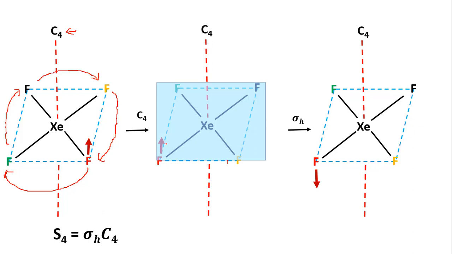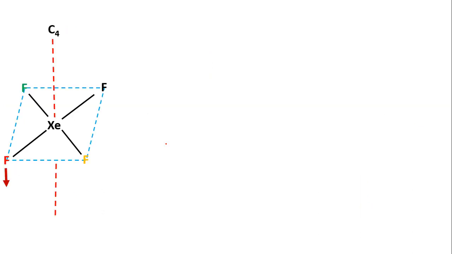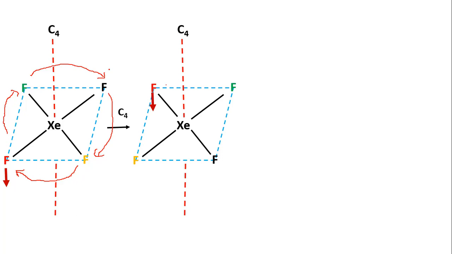The last structure in this screen will be the first structure in the next screen. Now if you perform C4 axis here, the black will come here, yellow will go to the place of red, red will go to the place of green, and green will come to the place of black, and you'll get something like this. The arrow will still be pointing downwards. When you do the reflection about a plane perpendicular to C4 axis, you'll get something like this.